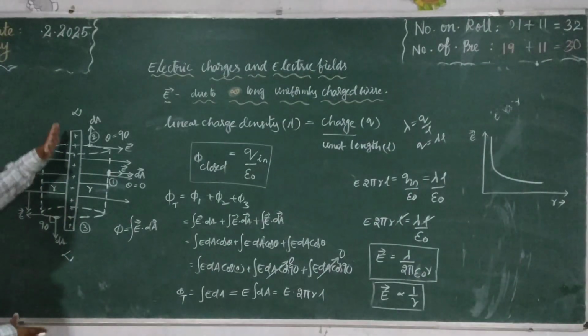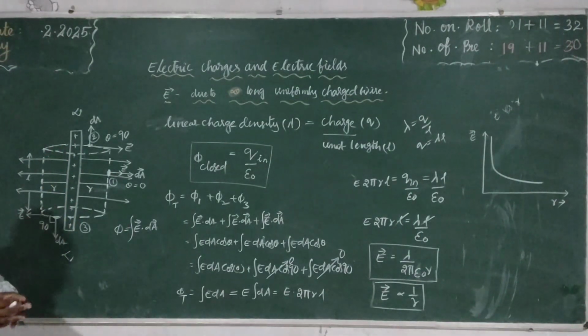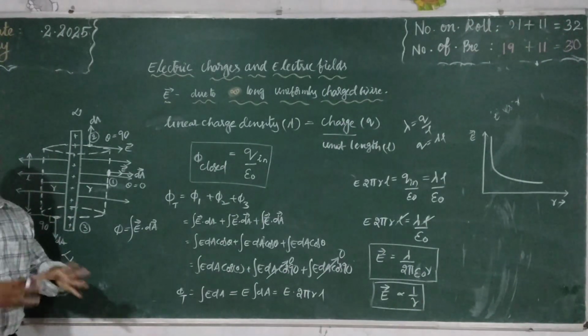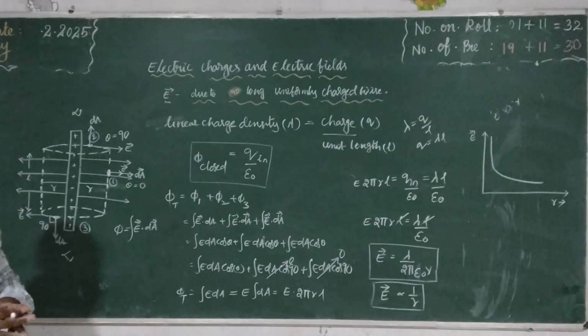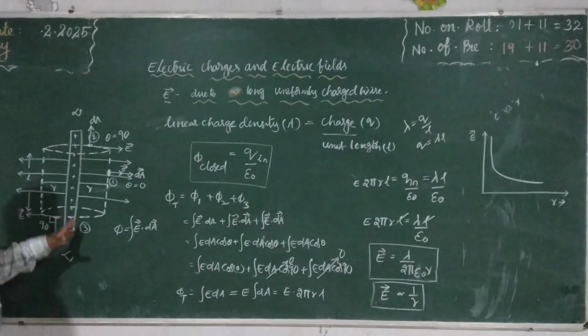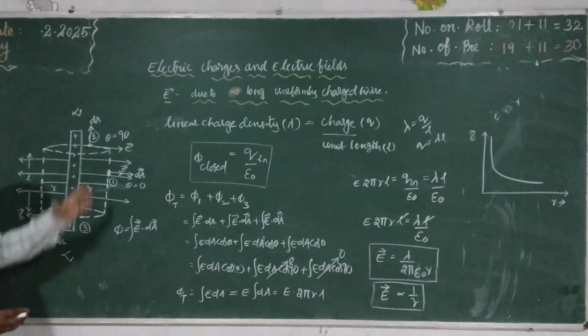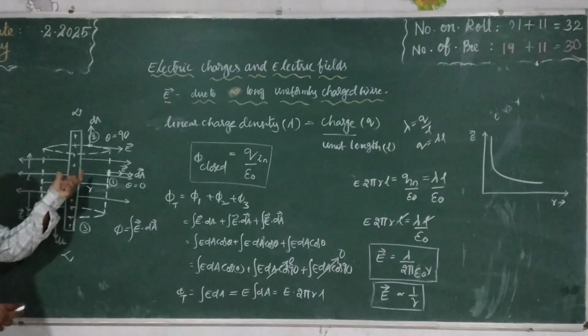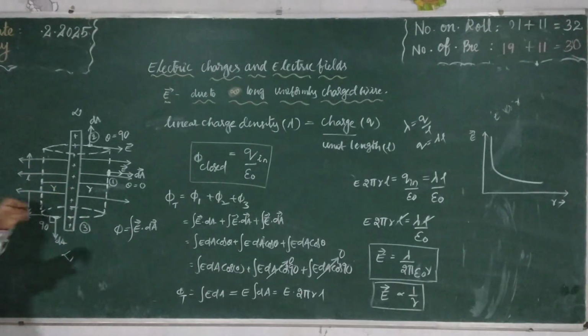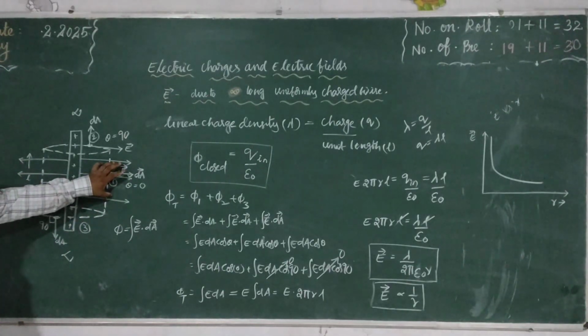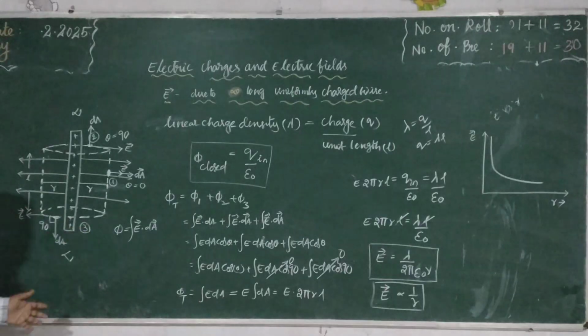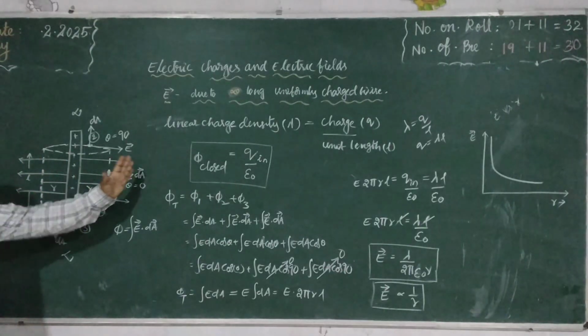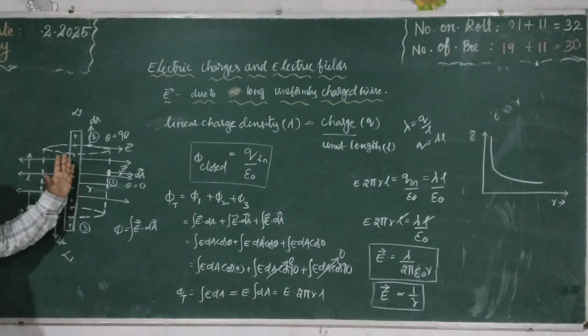First, it is an infinitely long uniformly charged wire. For the distance r from the wire, we can select a Gaussian surface. What is the Gaussian surface for an infinitely long uniform wire? A cylinder is the Gaussian surface. We can draw the cylindrical Gaussian surface. Here we can see the first surface, second surface, third surface. These are the electric field lines, directed radially outwards for positive charge.